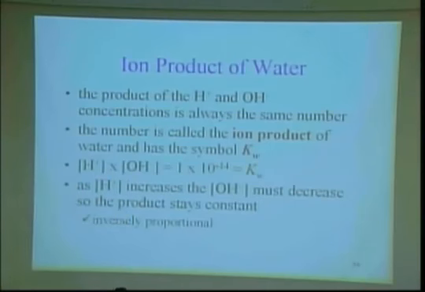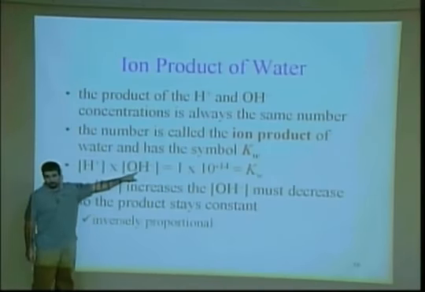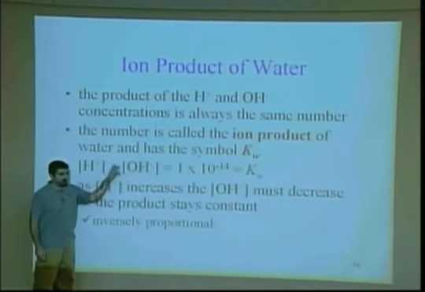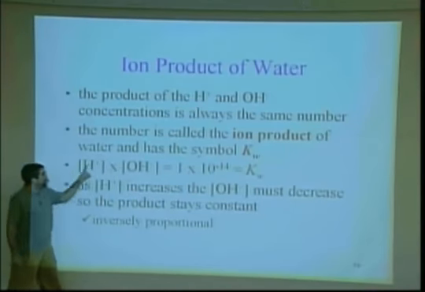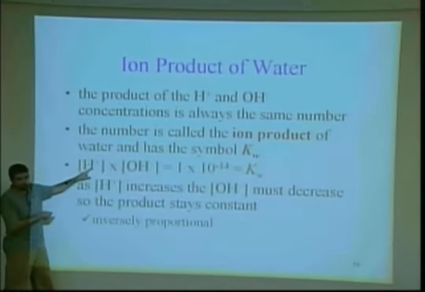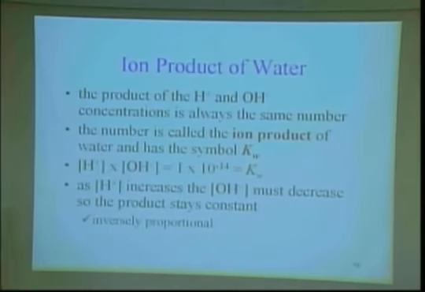Okay? That means if you're going to multiply these two things together and always get the same number, if this gets bigger, this has to get smaller. Otherwise, you won't be able to keep the same number, and vice versa. If this gets bigger, that would have to get smaller in order for you to maintain the same answer when you multiply them together. Okay? So that's what we're looking at here. That means these are inversely proportional. That means when one goes up, the other one has to go down. Okay? All right.